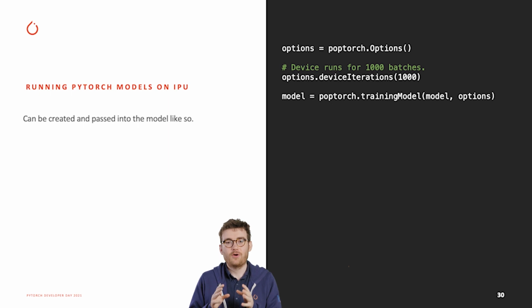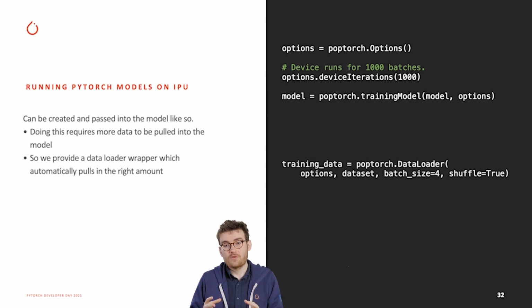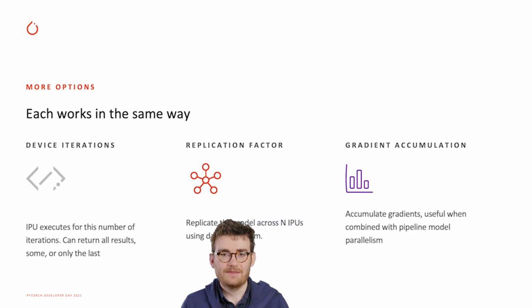We provide a small option structure, which can be passed into our wrappers to configure the IPU execution and compilation. The option in question here is device iterations. It tells the IPU how many samples it should process on each call of the model. What this does is partition the data along the batch dimension, requiring that more data be pulled in. To avoid the user having to provide more data manually, we provide a simple wrapper around the normal PyTorch data loader, which, when given the option, will automatically pull in the correct amount of data without changing the user's batch level within the model.